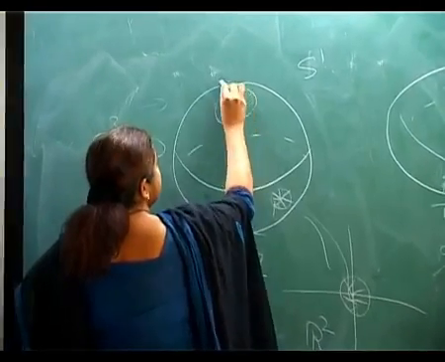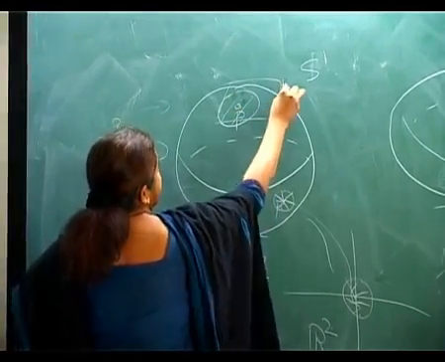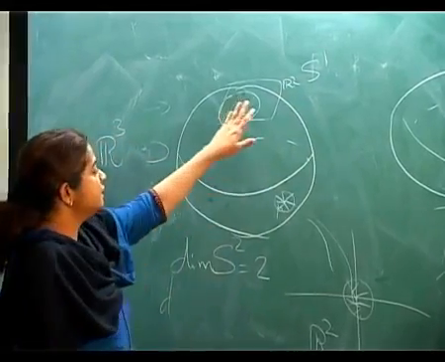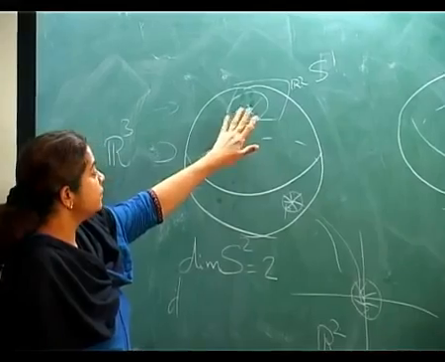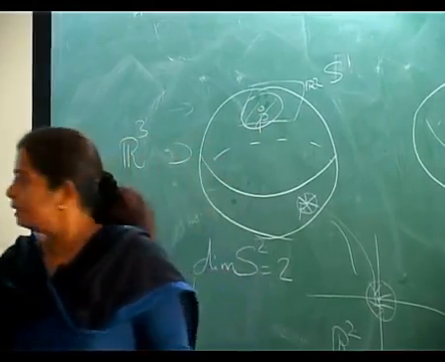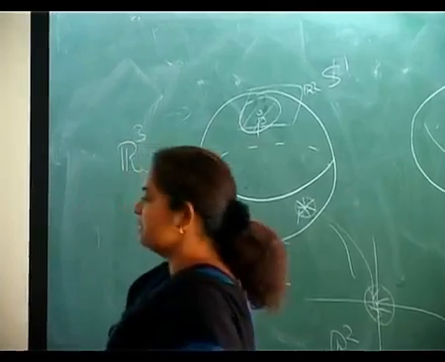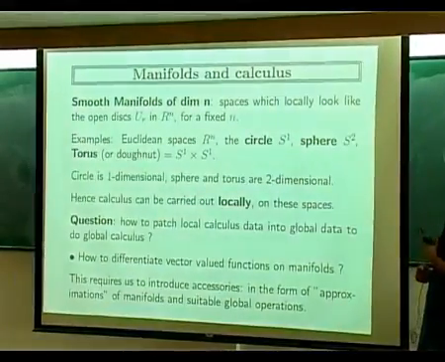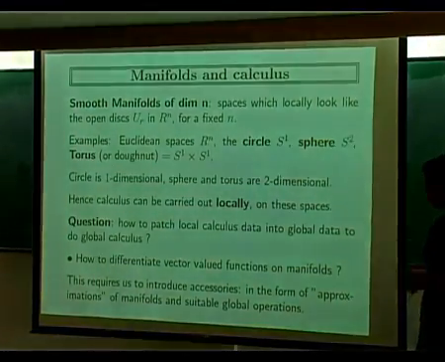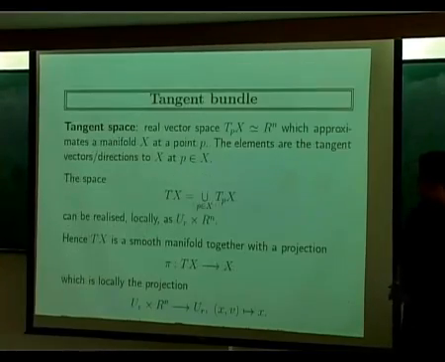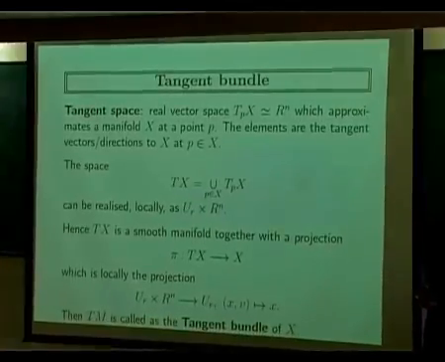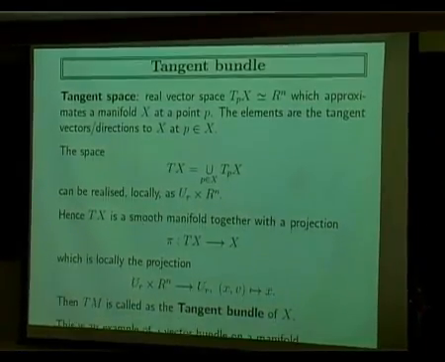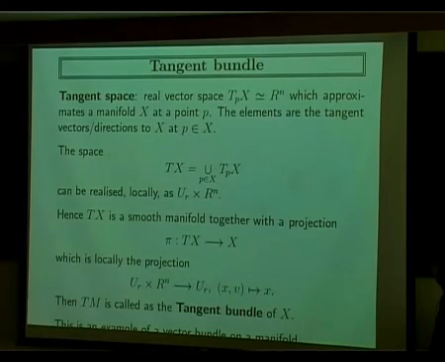So at any point you attach R2. This is somehow saying that you flatten your open subset around any point. This is called, in a naive way, the approximation of a small open subset around a given point. And then you can think that you are actually doing calculus on this R2, on this plane attached to any point. This motivates a definition of tangent bundle, which generalizes to the notion of vector bundles.